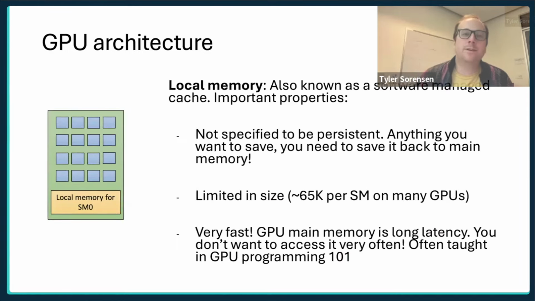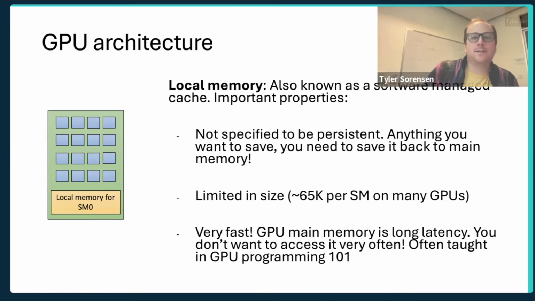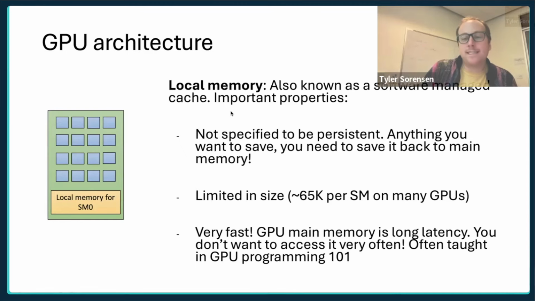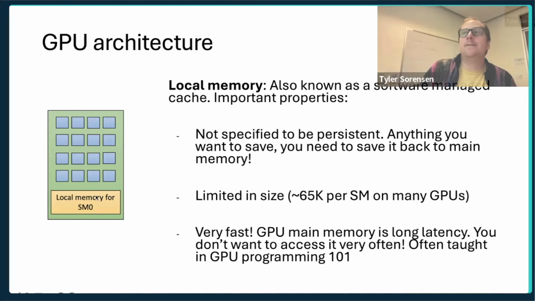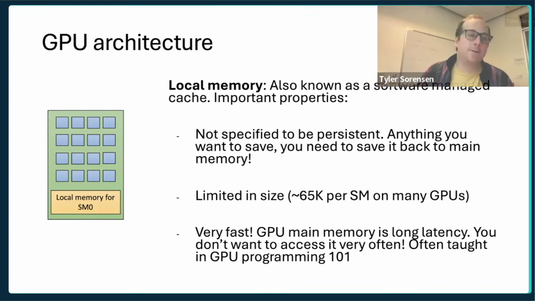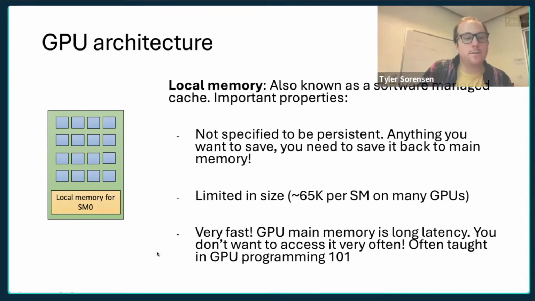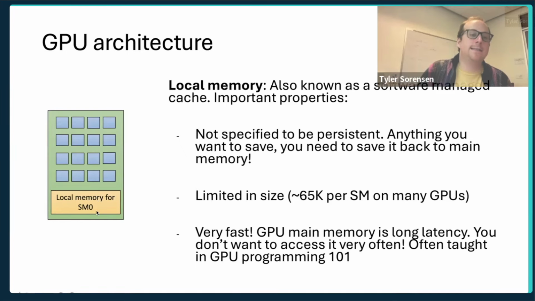Maybe you could tell from the title of the talk, this is kind of where we're going to be looking. So local memory, some properties of it. It's not specified to be persistent. So whatever you compute here, if you're doing an AI inference and you want to have that result and ship it back to the CPU, you're in charge of flushing anything out of local memory that you want to save to global memory. It's also limited in size.